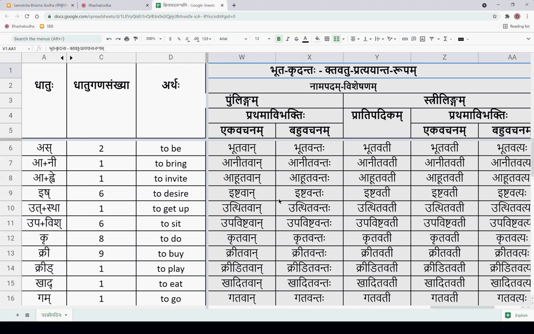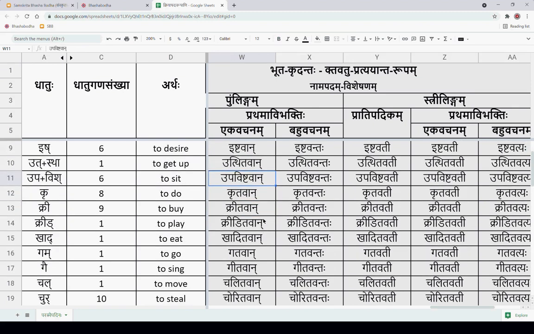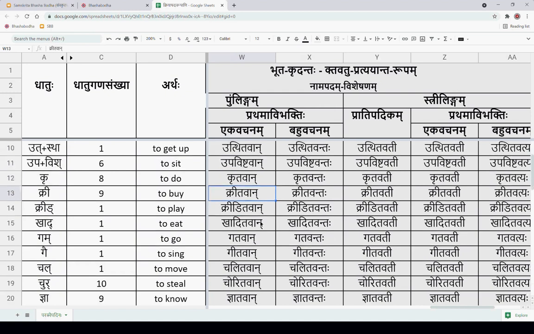And it becomes a pratipadikam indicating he or she or they are in that state, or attained that state. Upavishtavan means he has attained the state of sitting, he is already in the state of sitting. Kritavan, in the state of done. Kritavan, he has attained the state of buying, means he has bought something.